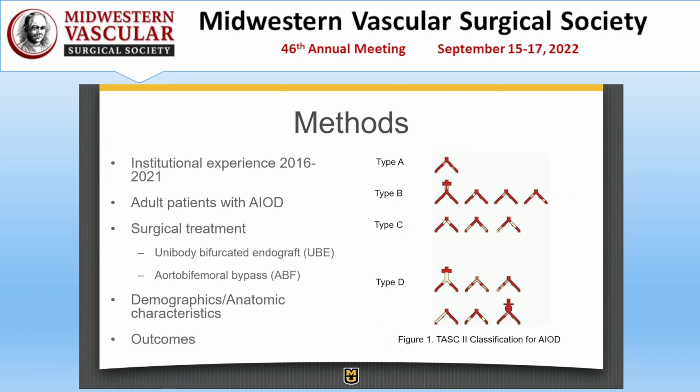So what we've done is conduct a retrospective study on patients at our institution. We looked at patients with aortoiliac occlusive disease who have been treated surgically, either with placement of a unibody bifurcated endograft or an aortobifemoral bypass. We collected demographics and anatomical characteristics as well as evaluated outcomes to compare the two approaches.